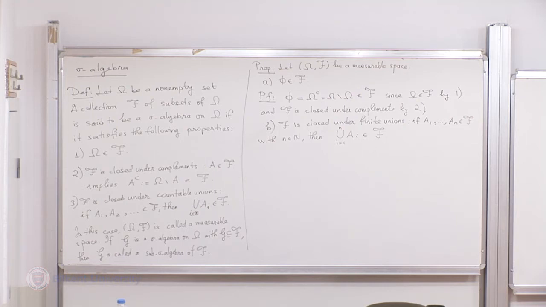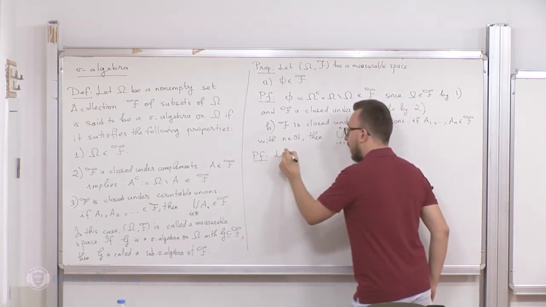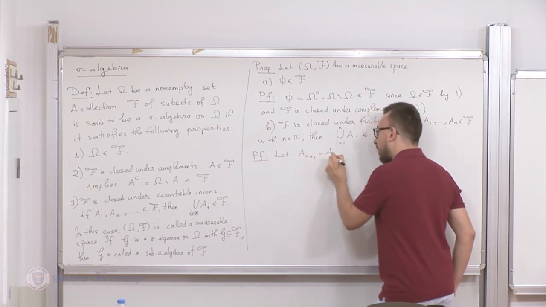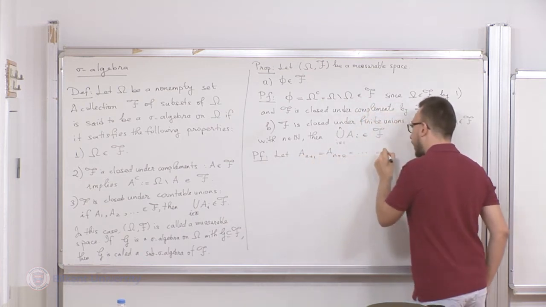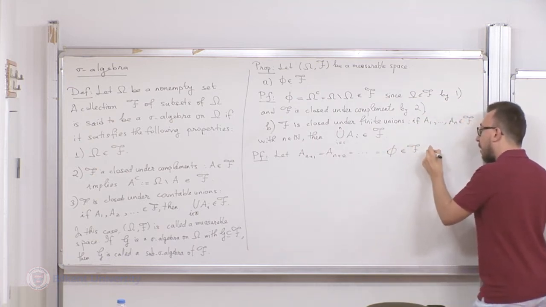So if I have only 5 sets, well, I can easily extend it to infinitely many sets by saying, hey, let A6 be the empty set, which is in the sigma algebra by part A. Okay? So we're not just using the definition, but we're also using part A of the proposition. So here's the proof. Well, let A_{n+1}, A_{n+2}, etc., be the empty set, which is in the sigma algebra by A.